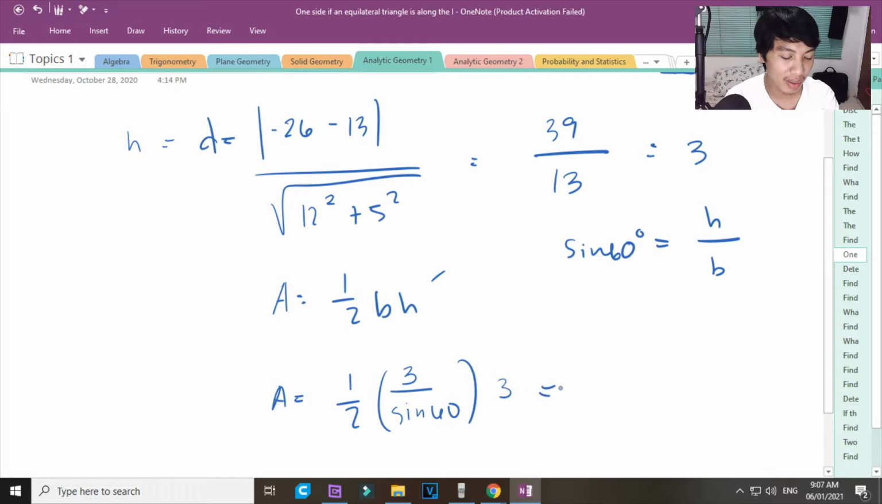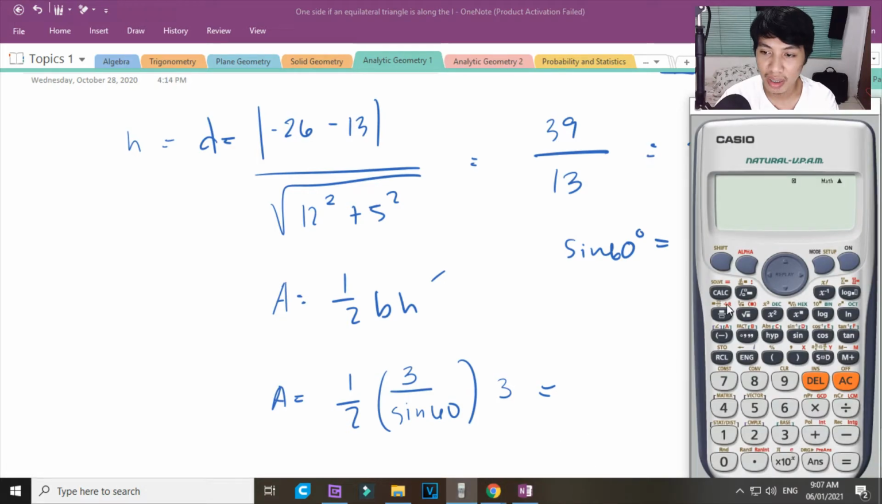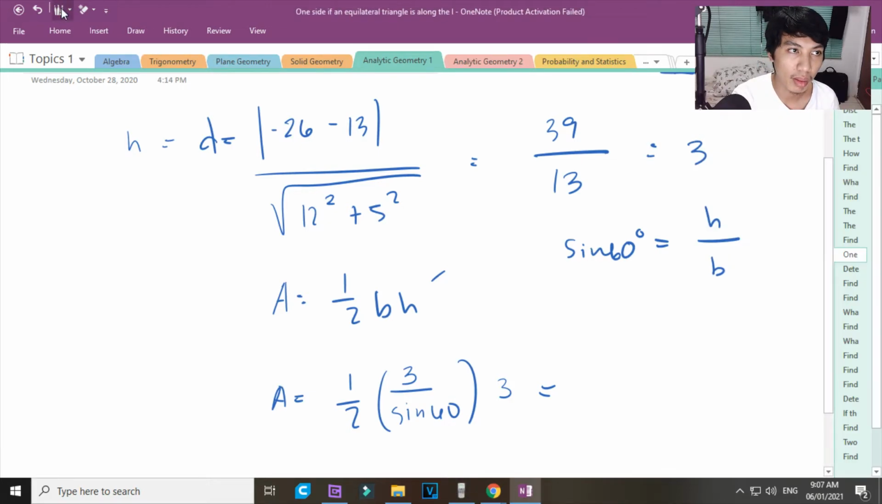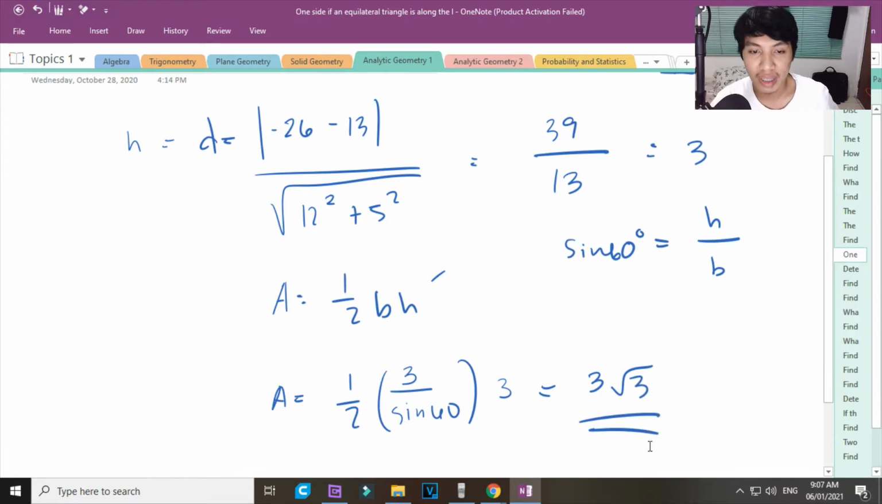Now, the answer will be, tingnan nga natin. 1/2 times 9 divided by sin 60. The answer is 3 square root of 3. That is 3 square root of 3. Okay? That is for problem number 3. Pause ko muna.